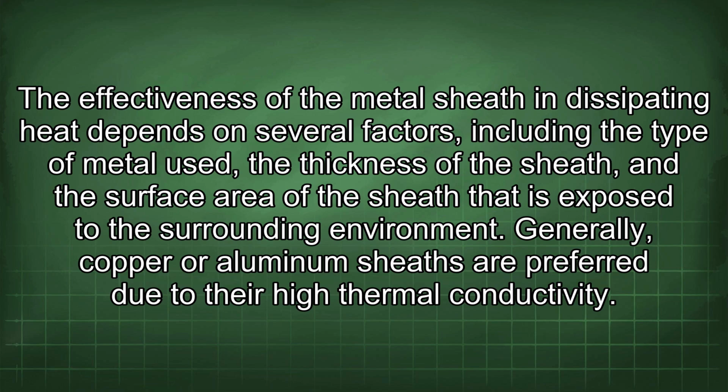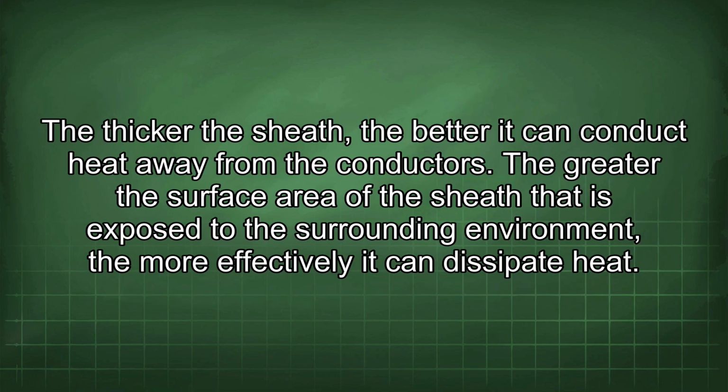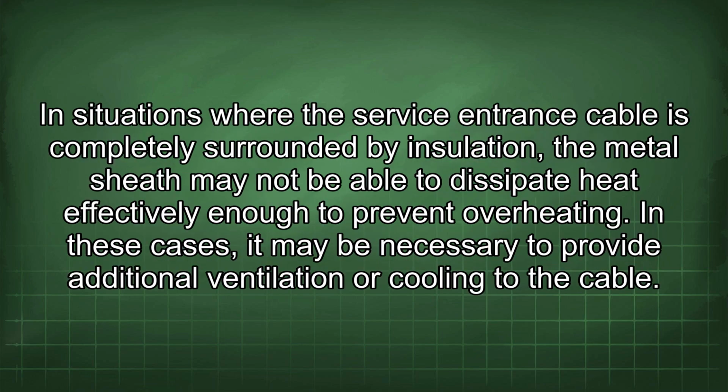Generally, copper or aluminum sheaths are preferred due to their high thermal conductivity. The thicker the sheath, the better it can conduct heat away from the conductors. The greater the surface area of the sheath that is exposed to the surrounding environment, the more effectively it can dissipate heat. In situations where the service entrance cable is completely surrounded by insulation, the metal sheath may not be able to dissipate heat effectively enough to prevent overheating.